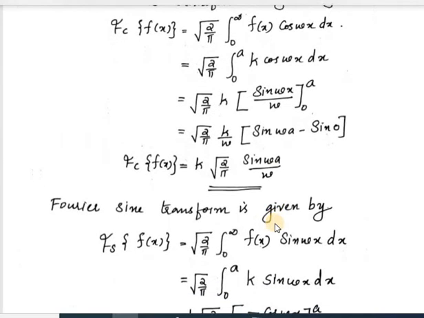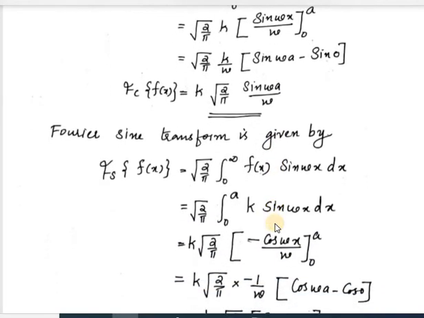Similarly, we can find the Fourier sine transform. The only difference is that in the formula cos is replaced by sine. That is, the Fourier sine transform of f(x) is root 2 by pi integral 0 to infinity f of x sine omega x dx. Here also the function is defined only for the limit 0 to a, and the corresponding value is k. So it is k sine omega x dx.